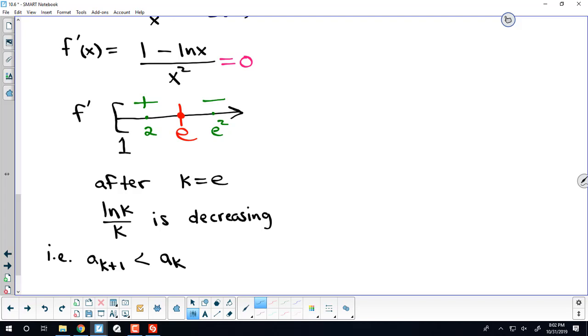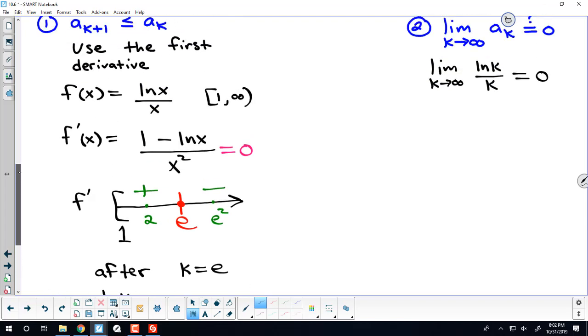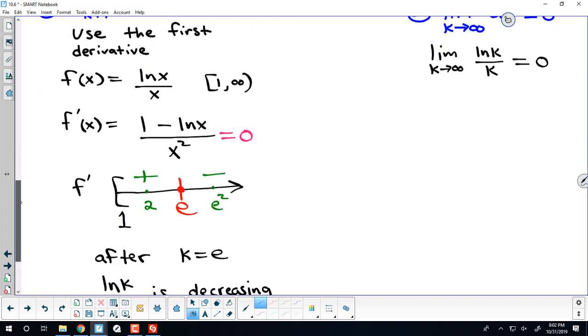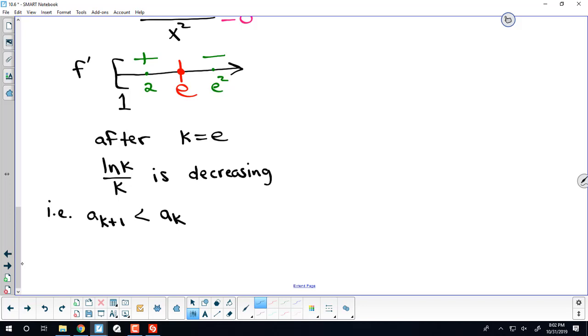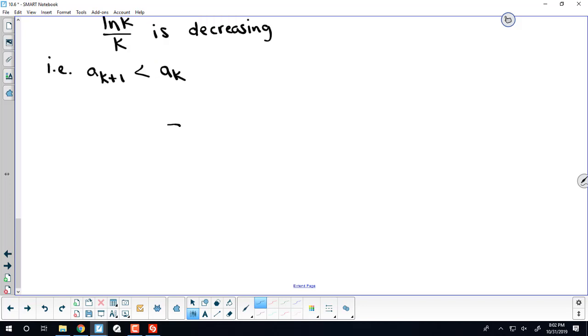So we do have a non-increasing series, rather, after e. The limit is 0. So both of these conditions are met. Since both conditions are met, the alternating series test says that that series converges.